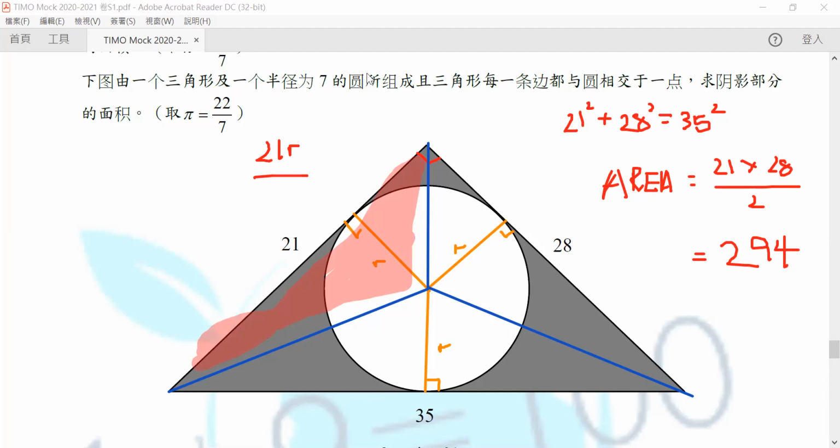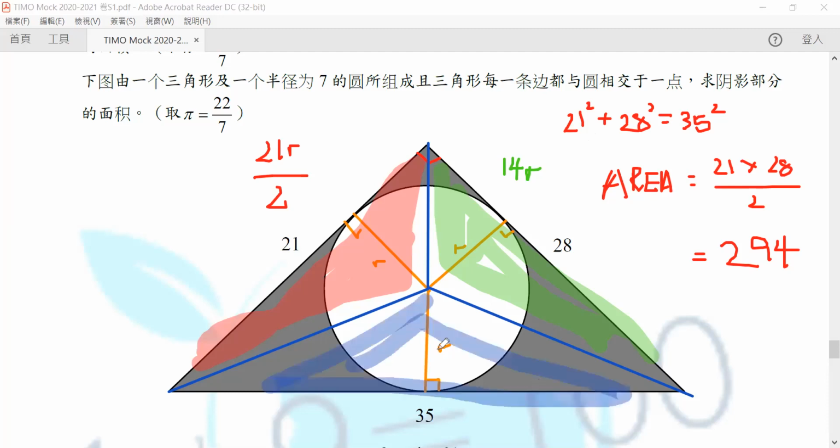So how about the next one? How about this one? What is the area of this one? Again, it has a length of 28 and of height r. So this one has an area of 14r. And the last one, the blue one, what is the area of this triangle?